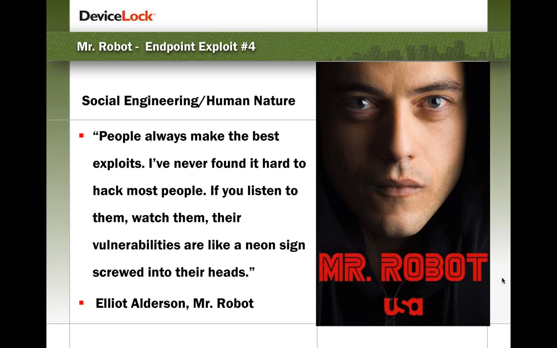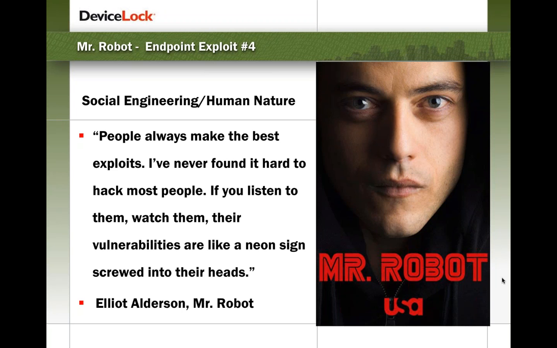People don't think about that. If you listen to them, watch them, their vulnerabilities are like a neon sign screwed into their heads. So again, the focus here is hacking not necessarily the computer system, but hacking the person to get whatever they need in order to get into the computer system. But Elliot's statement is a reminder that sometimes you need to protect even your most trustworthy people from themselves, and DeviceLock certainly can help in this regard.